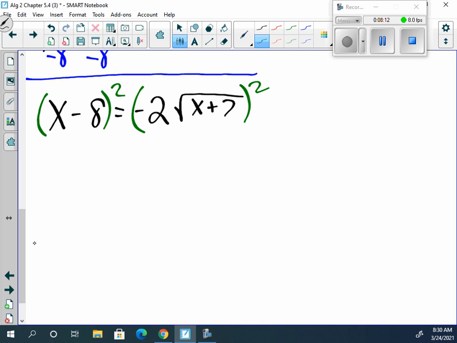On the left-hand or the right-hand side, we're going to square this. Well, negative 2 squared, because we can apply it to both, is what? Negative 2 times negative 2, 4. And the radical and the square will cancel out. We don't have any radicals anymore, correct? Yep.